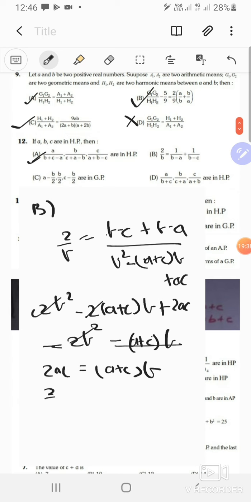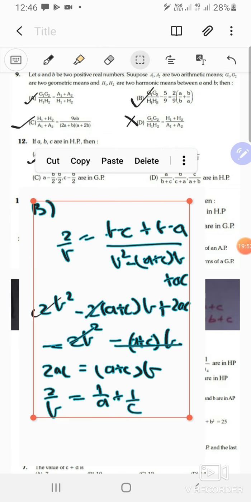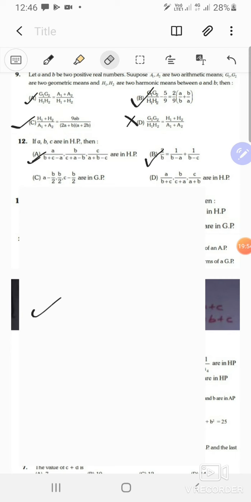I mean, that gives me 2 by b is equal to a plus c upon ac, that's just going to be 1 upon a plus 1 by c, which is obviously correct because a, b, c are in a harmonic progression, which means that this option is also correct. Okay, cool, just delete this.